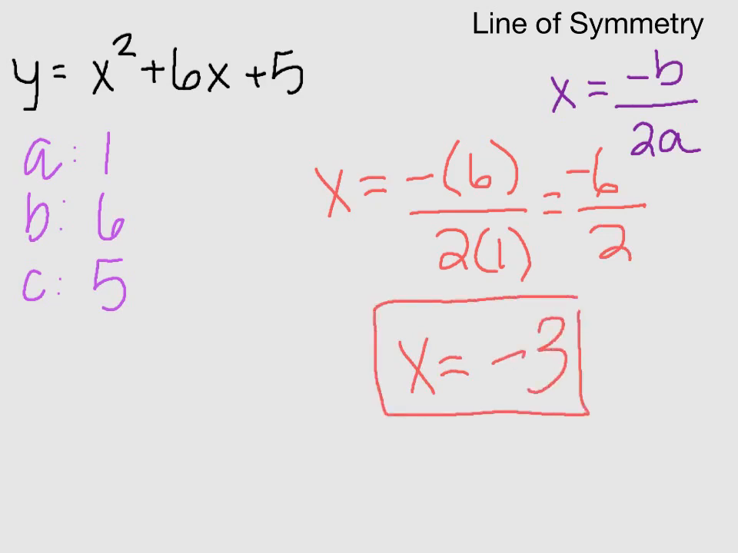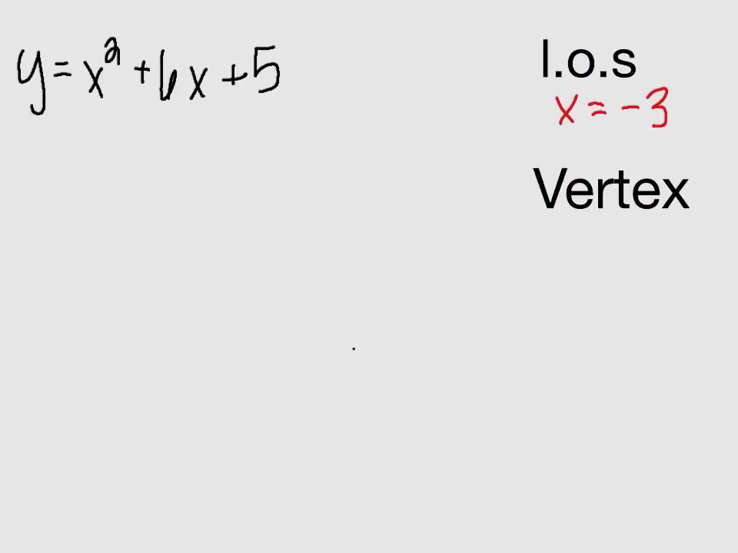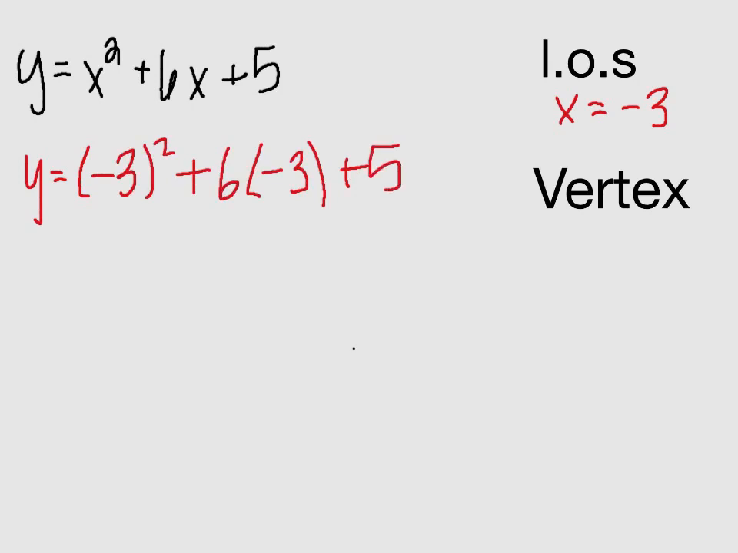Now using this number, I need to figure out what my vertex is. To figure out my vertex, I'm going to plug in my line of symmetry for every x that I see. So I am doing y equals, instead of an x, we're plugging in negative 3 squared plus 6 times negative 3 plus 5. I type this into my calculator and I get negative 4. So my vertex is my x value of negative 3 and my y value of negative 4.